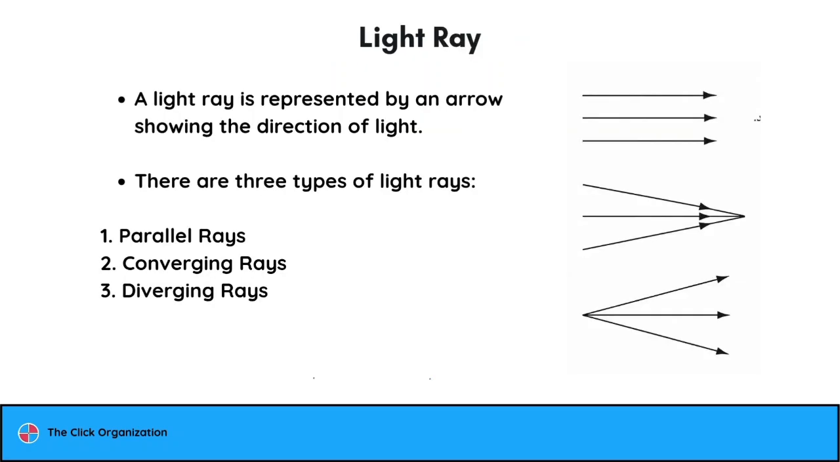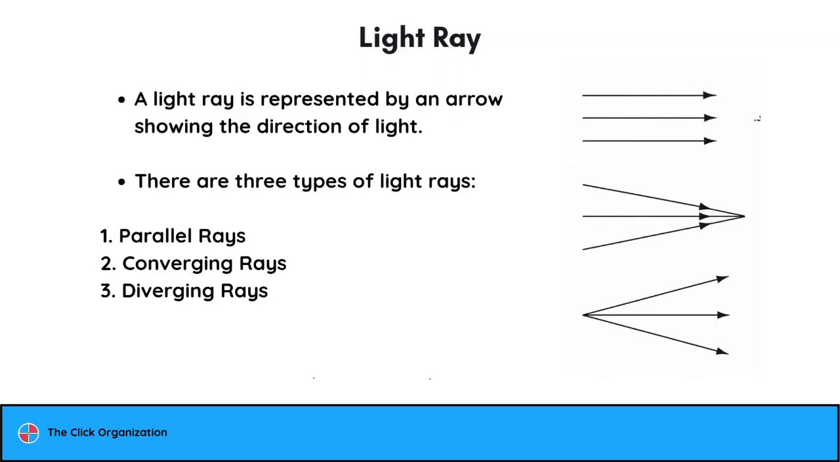Light rays. Let us discuss light rays. A light ray is represented by a line with an arrow, as you can see in here. The arrow indicates the direction in which light travels. Light rays are classified into three types. And the first one is the parallel rays. These rays never meet each other and always remain the same distance apart.